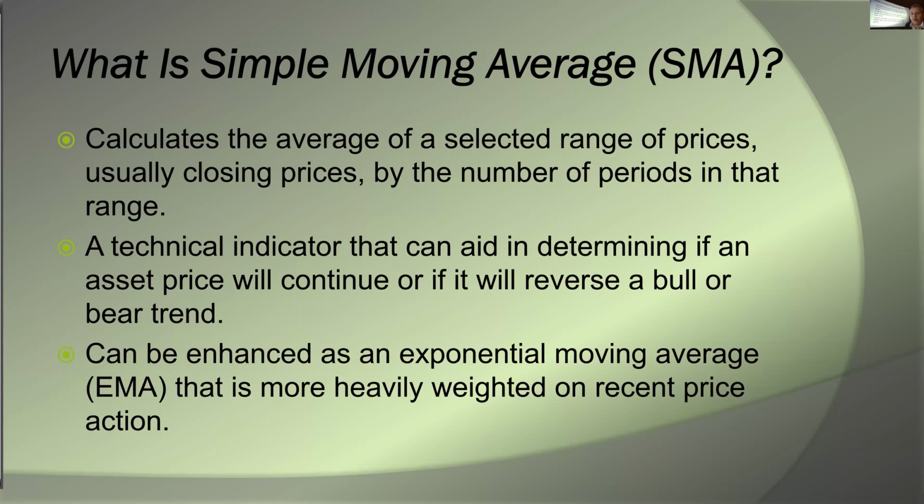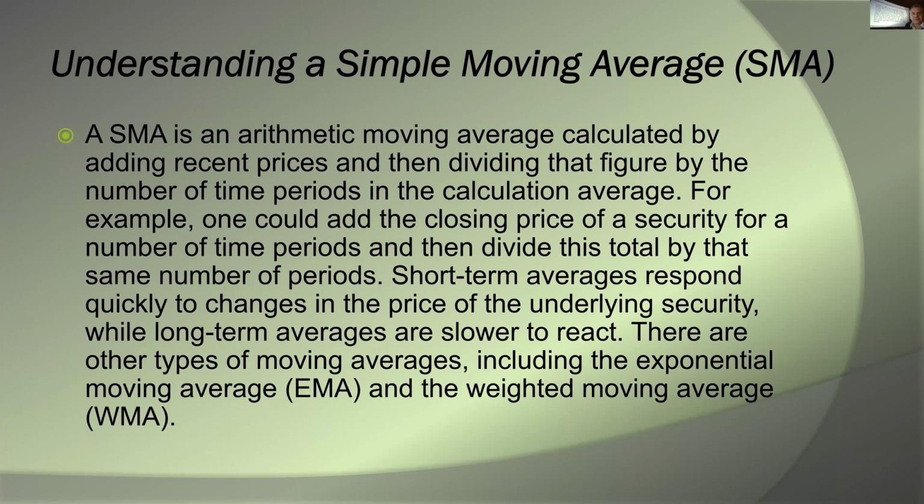If you'd like to learn more about this and like to continue learning, okay, actually we got a little bit more. Understanding simple moving averages. An SMA is an arithmetic moving average calculated by adding recent prices and then dividing that figure by the number of time periods in the calculation average. For example, one could add the closing price of the security for a number of periods and then divide it into the total for the same number of periods.